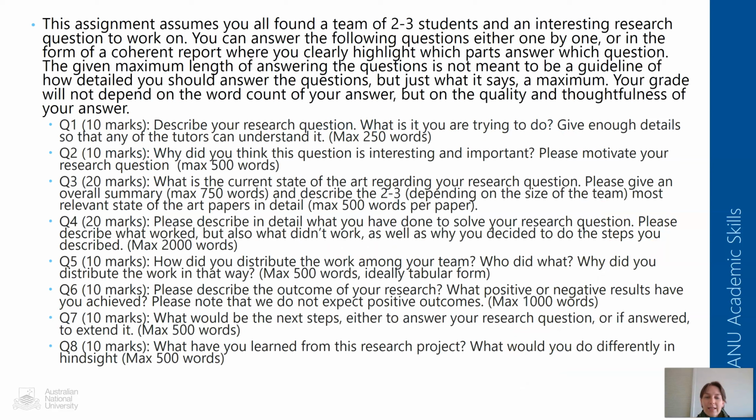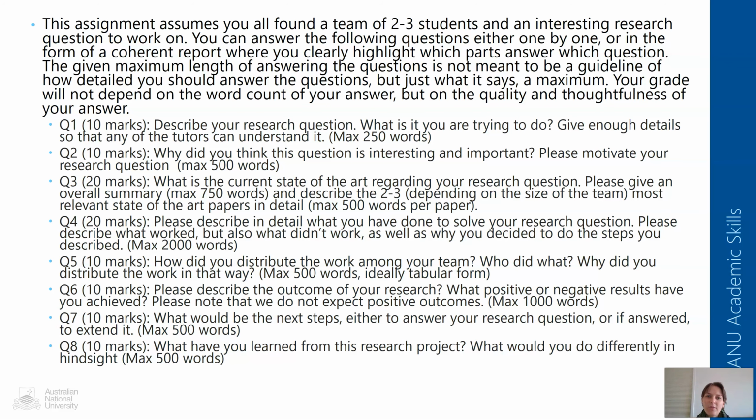Now, Jochen has given you a set of instructions for the report, which is really helpful in looking at what are the particular questions that he wants you to answer, how many marks are allocated, and how long each of the sections needs to be. Now, the word counts there are maximum, so keep that in mind. You don't have to write that many words in each of the sections. You can write fewer if you like.